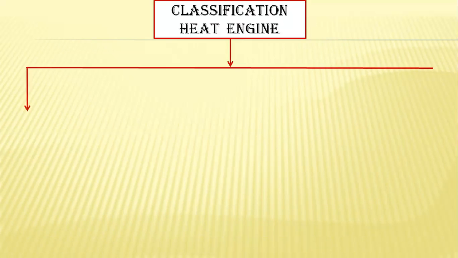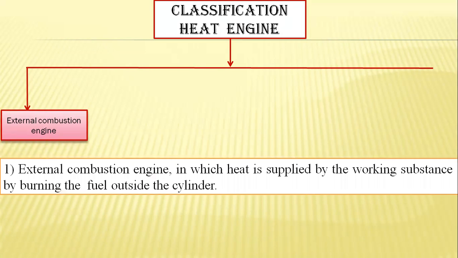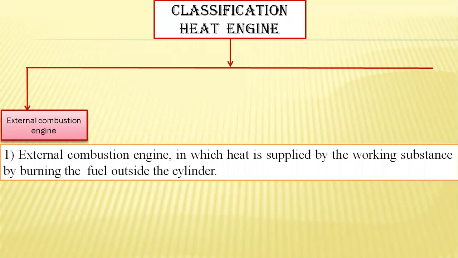Heat engine is classified into three parts. First one, external combustion engine. The external combustion engine is an engine in which heat is supplied to the working substance by burning the fuel outside the cylinder.